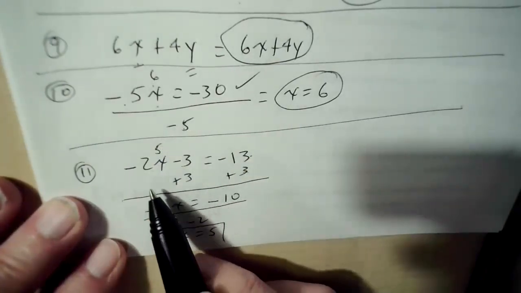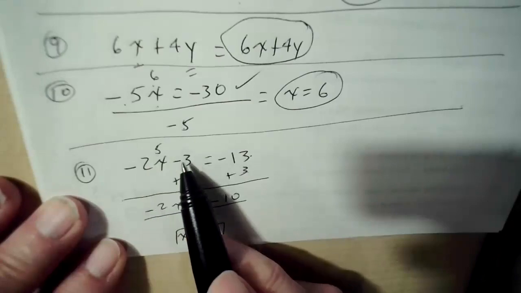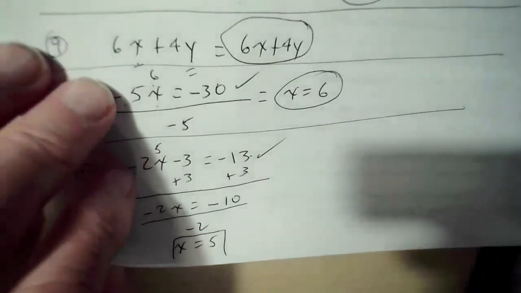Plug 5 in here. Now we do PEMDAS the correct way. -2 times 5 is -10. -10 minus 3 is -13. So we are correct.